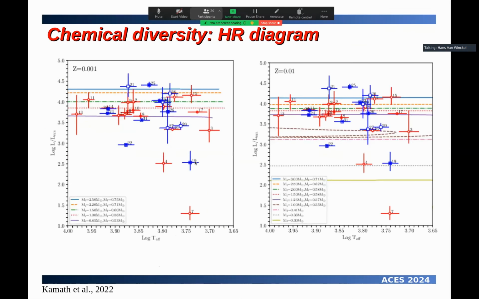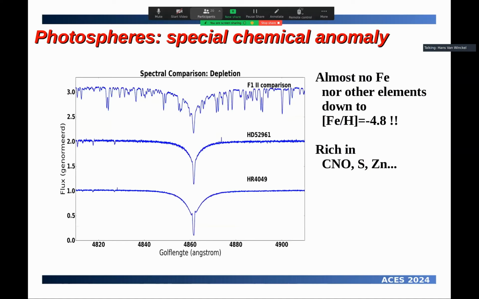If you put those stars into the HR diagram, you have to say that the luminosity is still quite uncertain because the distances are such that the error on the luminosity because of the parallax error is quite large, but still you do not see a very clear image that, let's say, more luminous objects are more enriched. In fact, it's a mixture of very much the same population. So this adds to the chemical diversity.